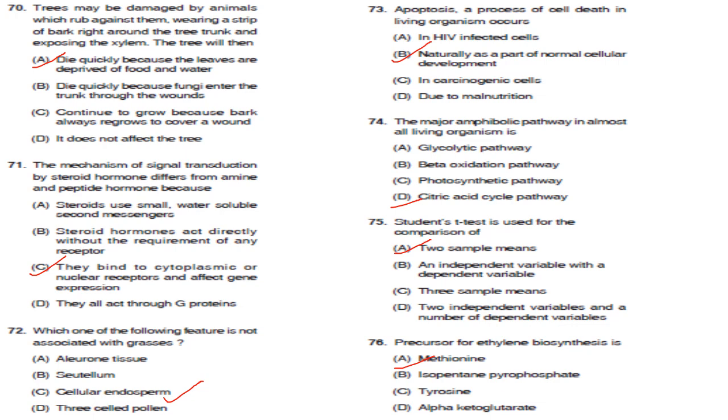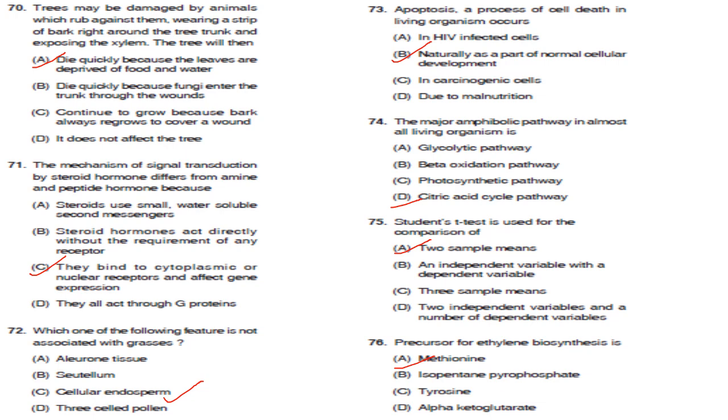Answer is option C. Then next one. Which one of the following features is not associated with grasses? So, it is cellular endosperm.